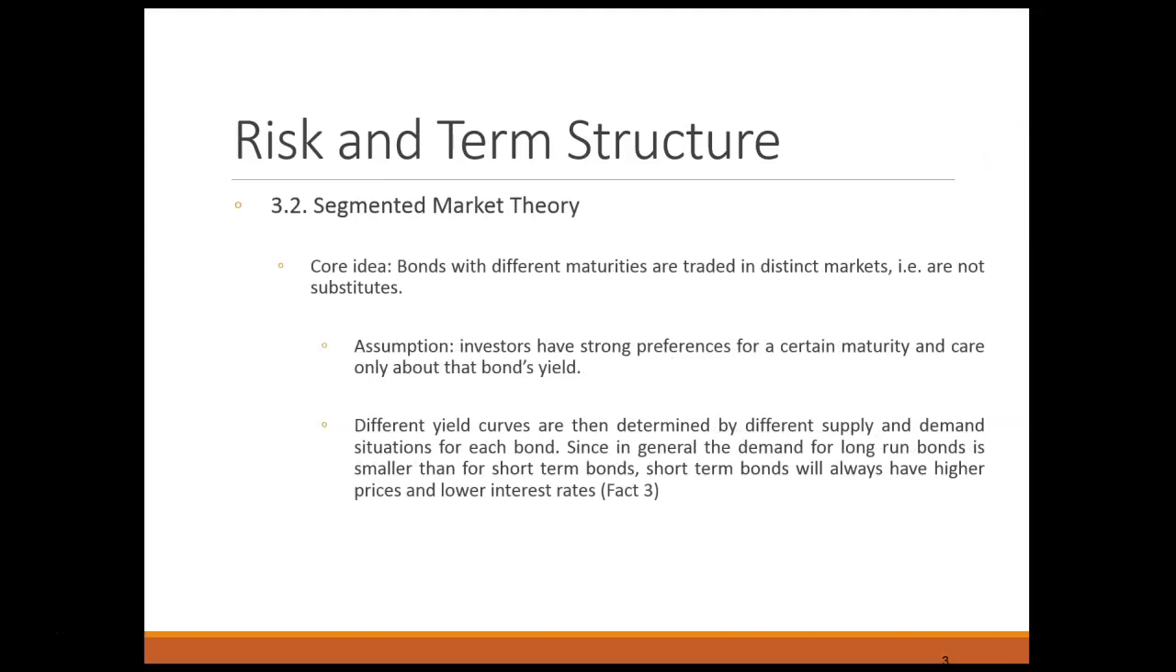One way to explain this third fact is offered by the segmented market theory, which states that bonds with different maturities are traded in distinct or segmented markets. They're therefore not substitutable at all. This is akin to assuming that investors have strong preferences for individual maturities.